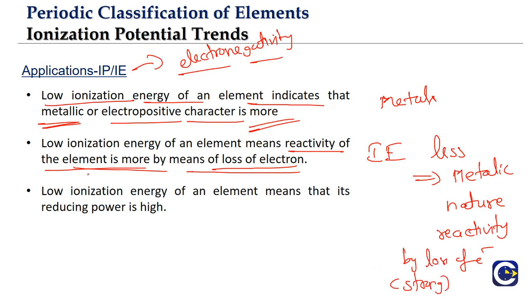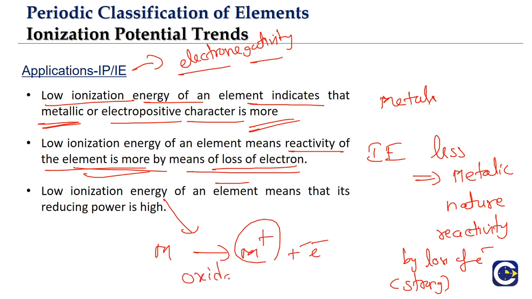And low ionization energy means it is able to easily lose electrons. So we'll talk about the loss of electrons. Let's say for example we have a metal losing an electron to form a monovalent cation, taking the example of loss of one electron. Loss of electrons is what we call oxidation. Any substance losing electrons, we call it oxidation.